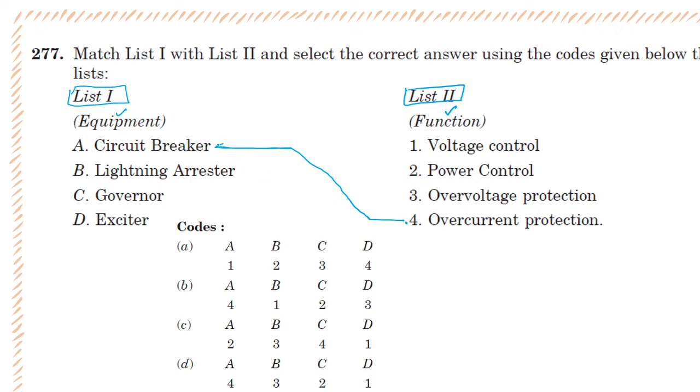And then I would have lightning arrestors. Why do we have lightning arrestors? For voltage surges, right? So lightning arrestors I would be using for over voltage protection. By the governor I can control what? I can control power, right? So more steam input means more power. Exciter means voltage control, right? So D is basically related to 1. So 4, 3, 2 and 1. Option D is the correct answer.